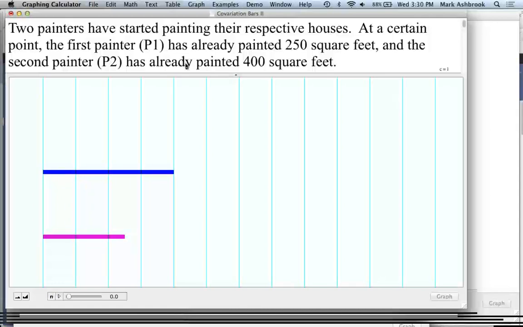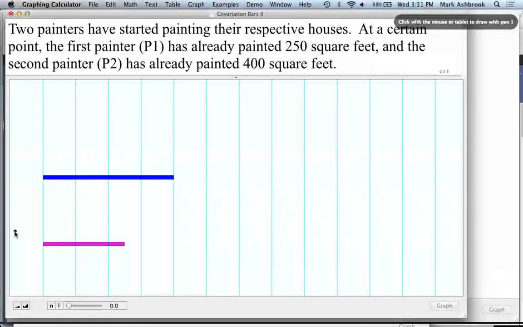Probably painter 1 would be the one with the tortoise, and painter 2 would be the monk. Okay. So painter 1 is the top bar or the lower bar? Okay. So what I'm hearing you say is this is the amount painted by painter 1. And this is the amount painted by painter 2.